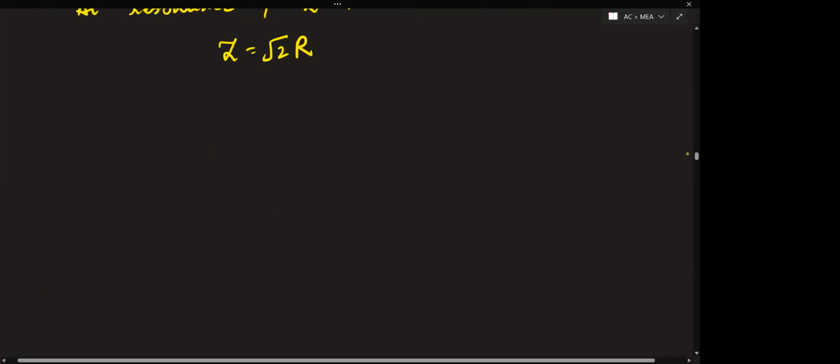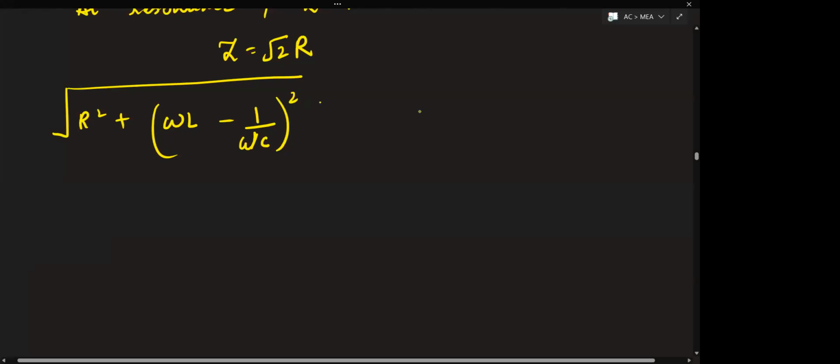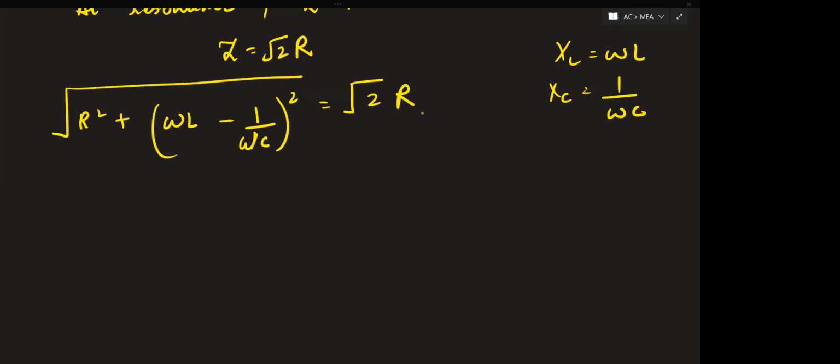Now see, the formula for Z was: square root of R square plus XL, which we can write as omega L, minus XC, which we can write as 1 by omega C, whole square, equal to root 2 R. Do you all agree? This is the main formula for Z. It's just that I have written XL as omega L and XC as 1 by omega C. Rest of the things are still the same.